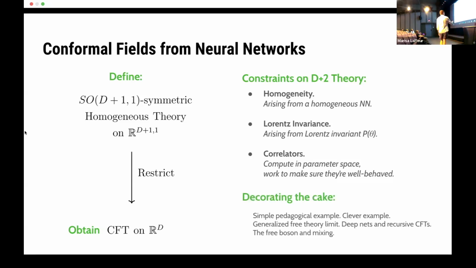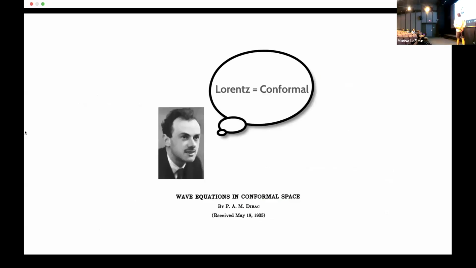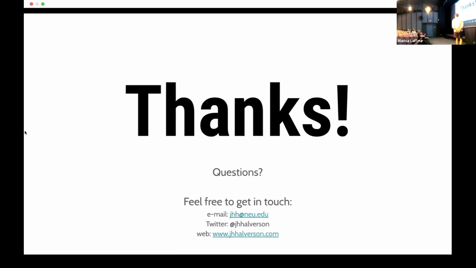And then we have this decorating the cake, where I gave you these two examples, and I'm happy to tell you about deep nets and recursive CFTs, free bosons, generalized free limits, etc. But Dirac taught us that Lorentz equals conformal, and this is something I've been interested in using for a while, because in this program of trying to do field theory with neural network ideas, we want some stakes to put in the ground, and one of the stakes that people in my community are interested in is CFTs. Okay, thanks a lot.